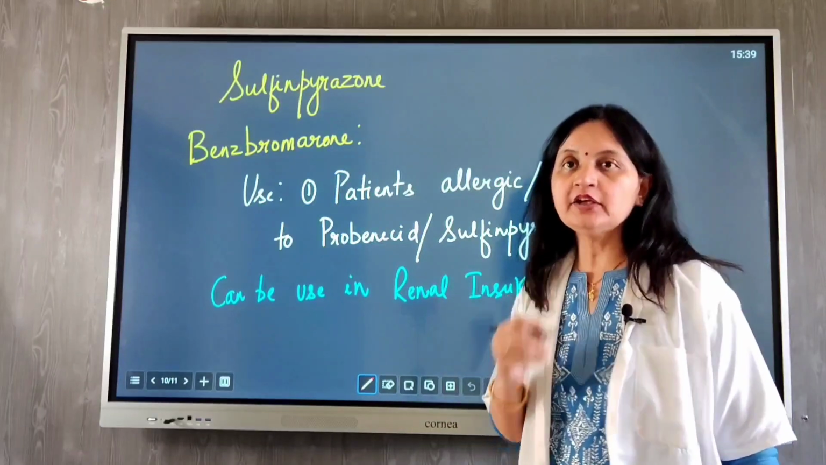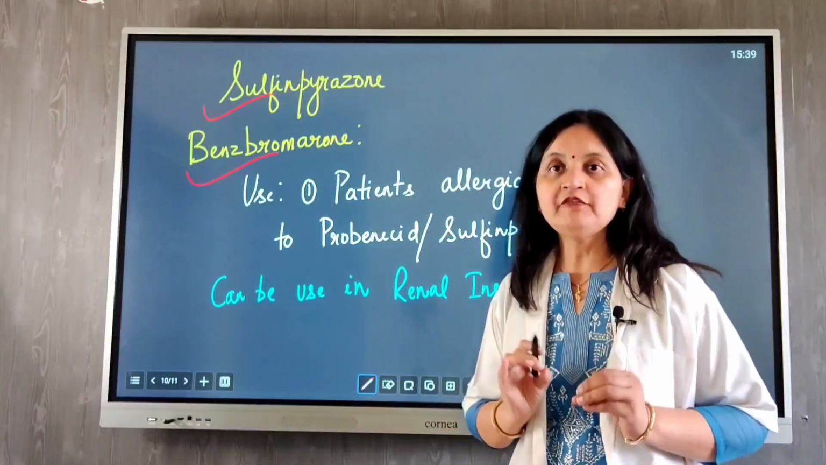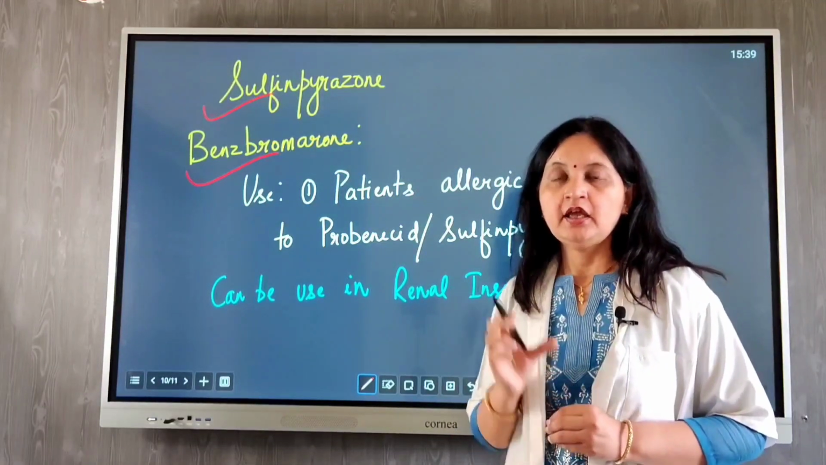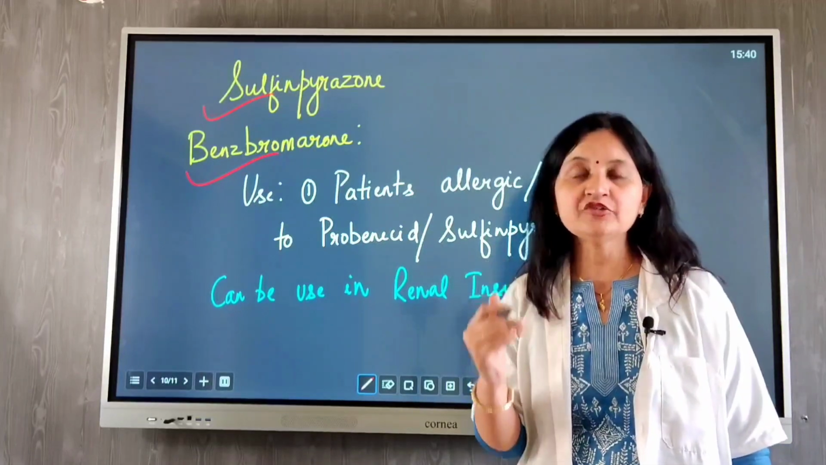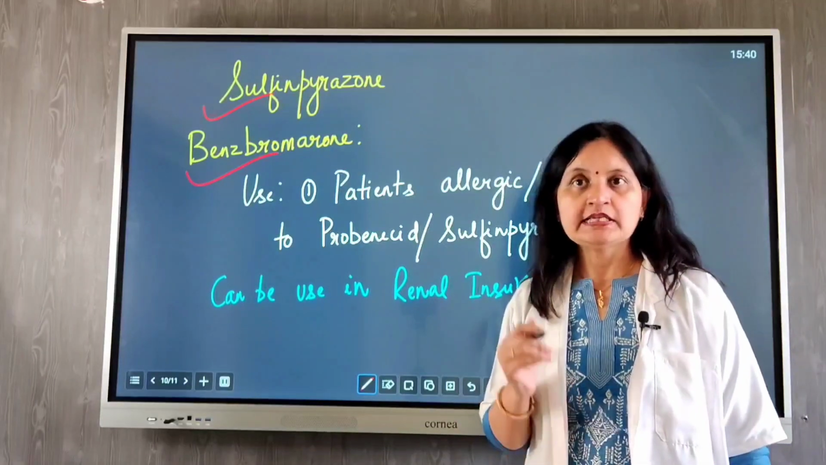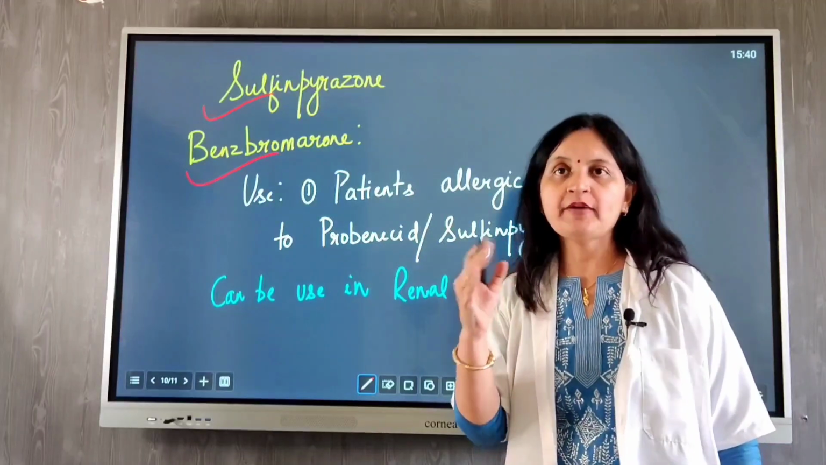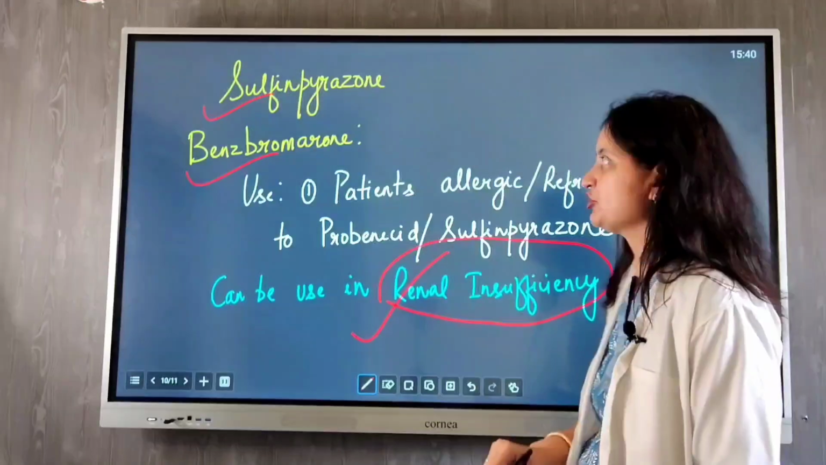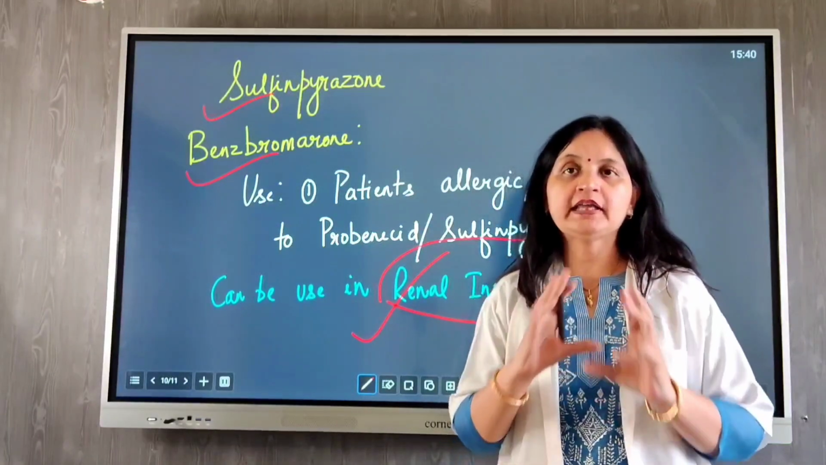Now speaking about the other uricosuric drugs such as sulfenpyrazone and benzbromarone. Sulfenpyrazone's actions and side effects are similar to those of probenecid. Some of the unique features of benzbromarone are that it is used in patients who are allergic to or refractory to probenecid or sulfenpyrazone. Secondly, benzbromarone can be used in renal insufficiency, unlike probenecid and sulfenpyrazone, which are contraindicated or avoided in renal insufficiency.